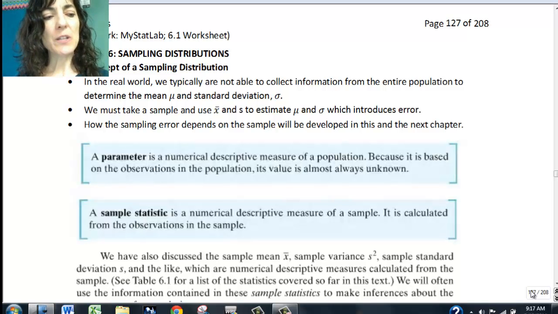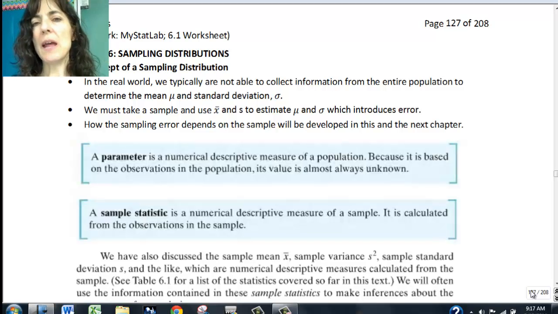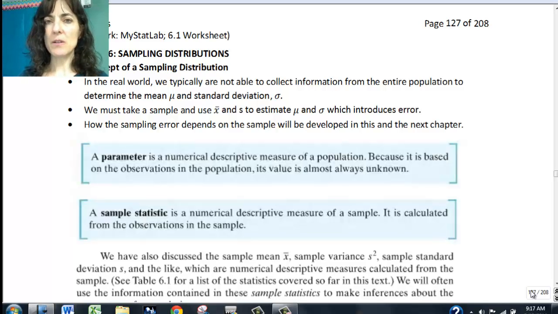Right. Now in chapter 6 we're going to talk about sampling distributions and the idea that if you take one sample, your results probably aren't going to match exactly with your population or your census results, but if you take many samples, you're expecting them to get really close to what the population would say.